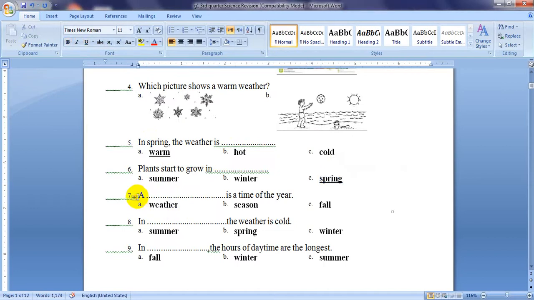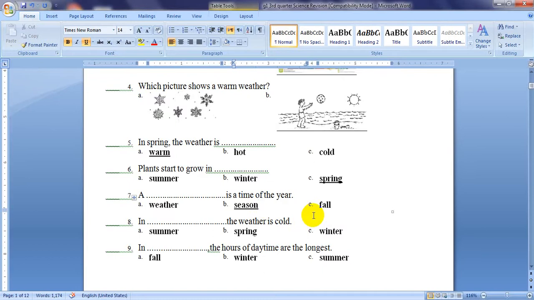Question number 7. A season is a time of the year. What is a time of the year? Is it weather, season, or fall? Of course, it is a season. A season is a time of the year, because as we said, weather means what the air outside is like, and fall is just one of 4 seasons.